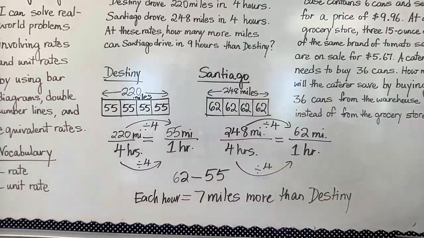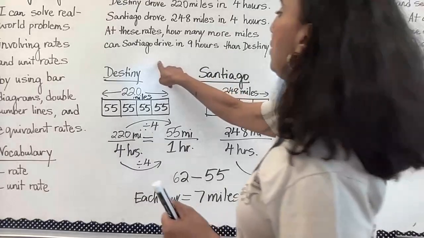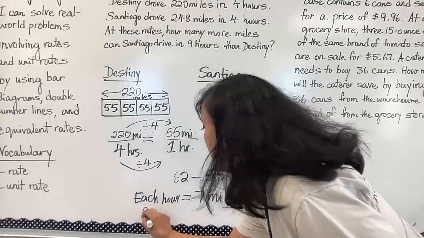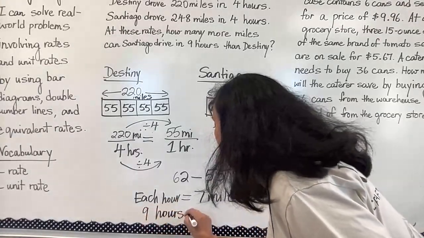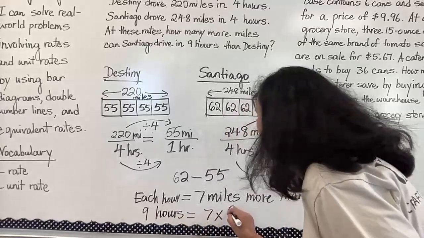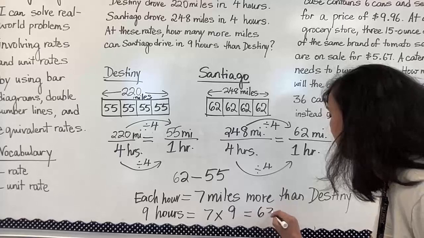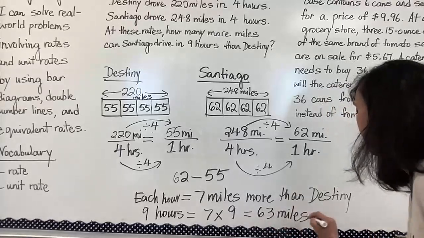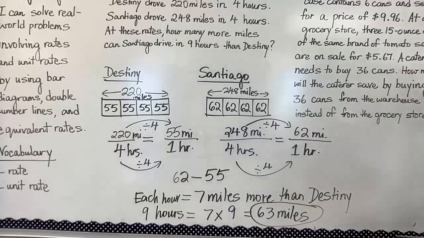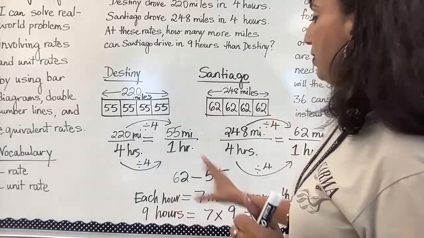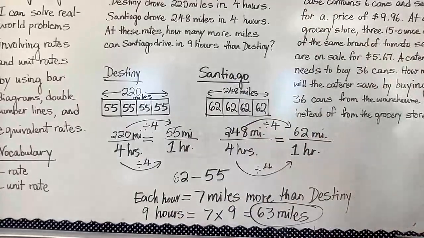Okay, and so then it's asking how many more miles can Santiago drive in 9 hours than Destiny. So if in 1 hour it is 7 miles more, so in 9 hours, it is going to be 7 times 9, which gives me 63 miles more than Destiny. Okay, so 63 miles more than Destiny. So that's how I can solve this. Now once again, I showed it as a bar diagram and then as an equivalent ratio format, and you can easily solve it like that.